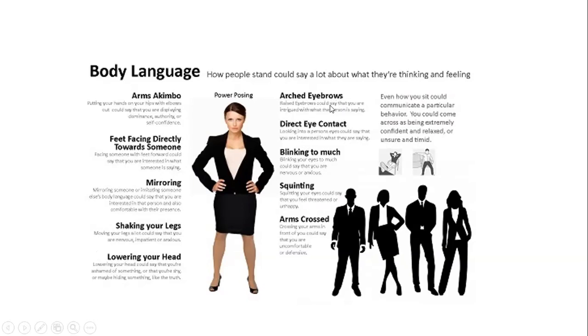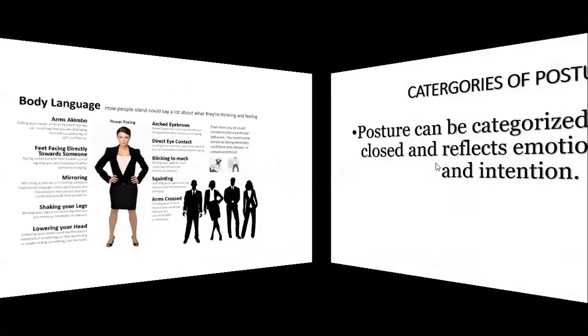Eyebrows raised show that you're skeptical. Direct eye contact means you're interested. Blinking too much means you're nervous. Squinting, arms crossed, means you're defensive. All of these things have a meaning.